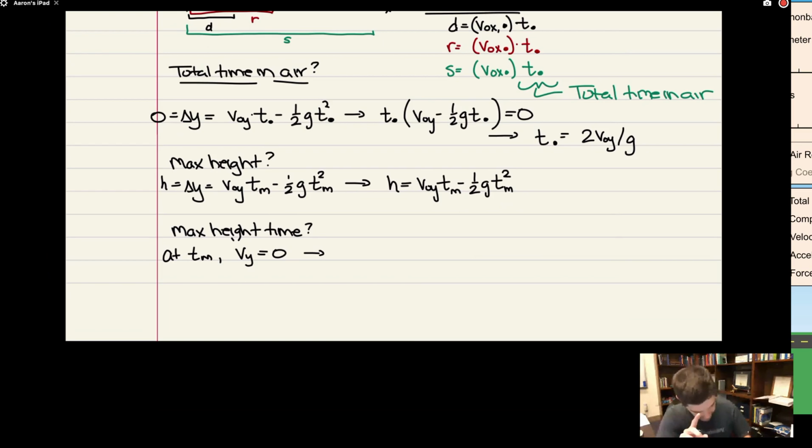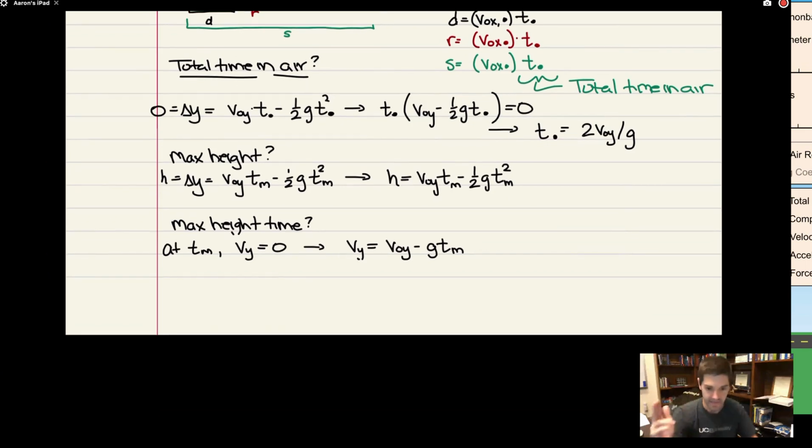Therefore, the 1D kinematic expression for the velocity in the y direction, which is just the original velocity in the y direction minus g times t. If I do this at the point that it takes to reach the maximum height, this is just 0. So I can therefore write the time it takes to get to the maximum height is v naught y over g.